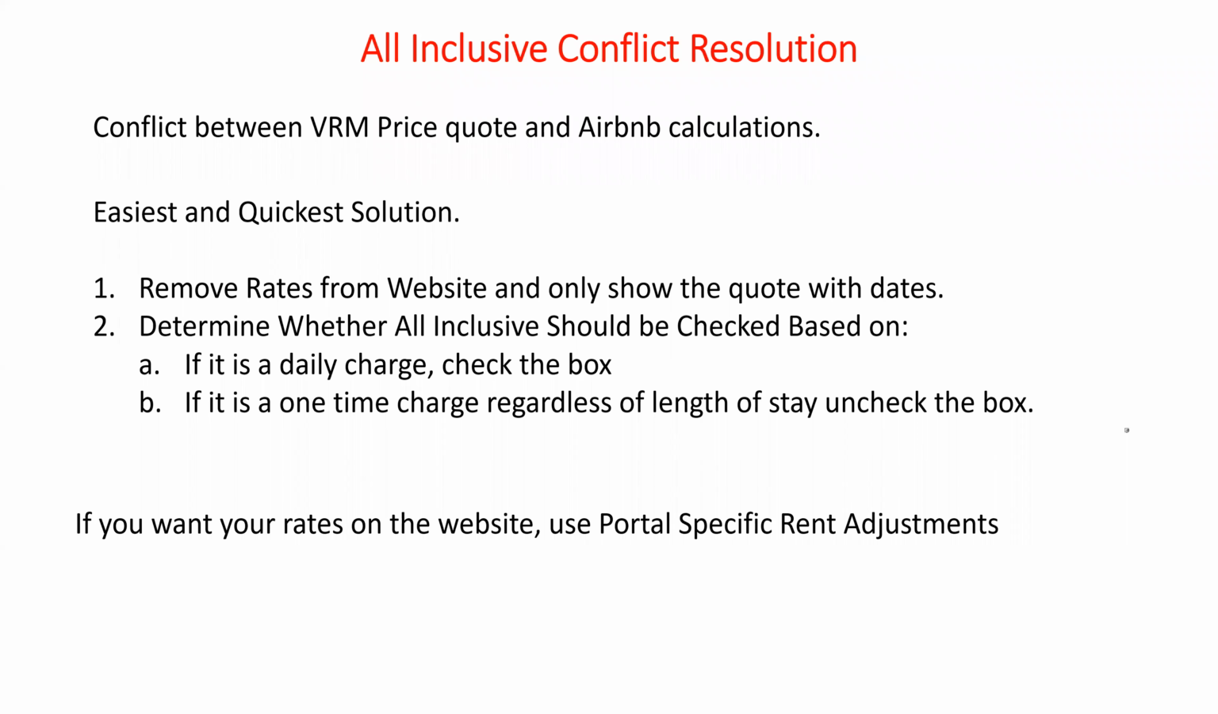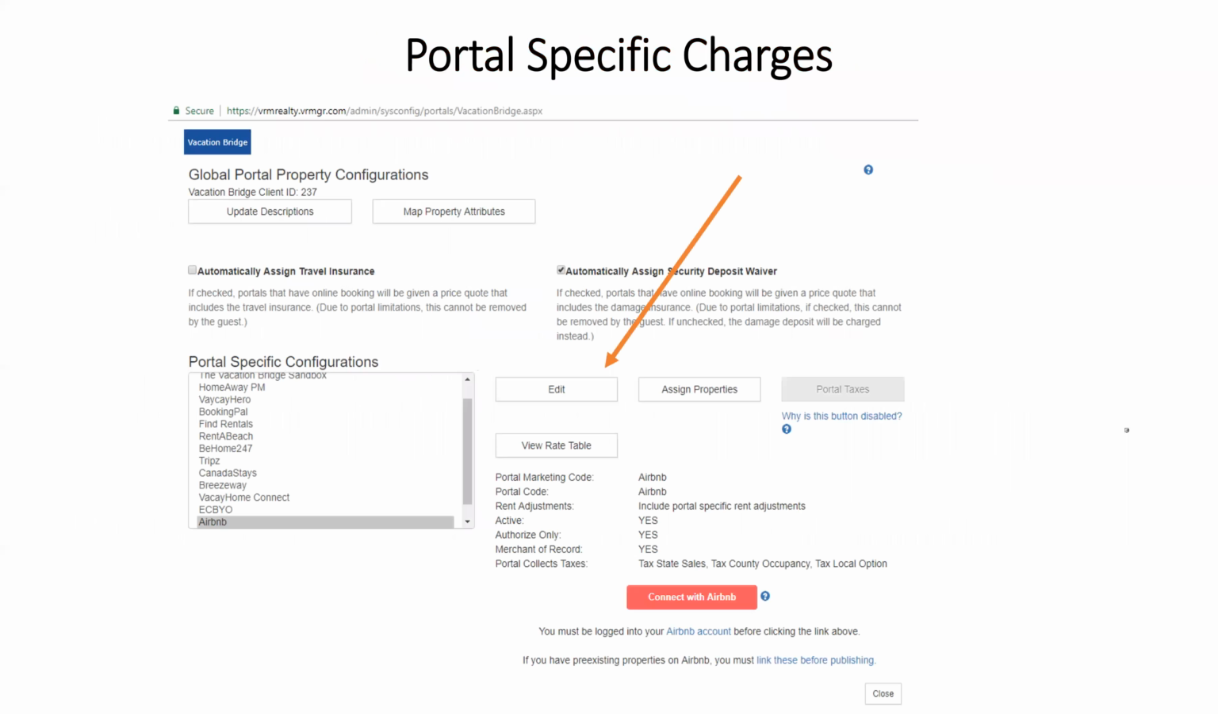But if you're showing your rates on your website and you want those charges to be included in that rate table, then you have to do something different. And if you're using one of the other channel partners that are using that rate table to determine your reservation amounts, then you also are going to have to do something different. And so the answer to that is to use portal-specific charges. So that's where we're going to go into now.